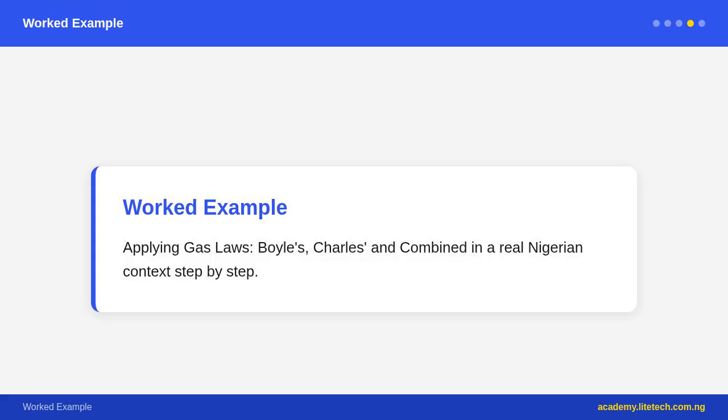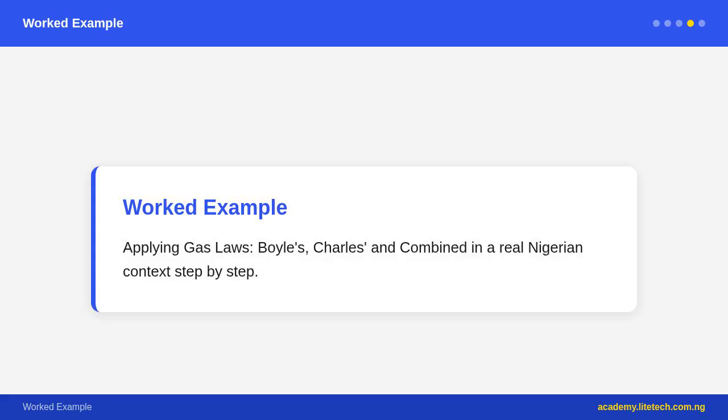Note, standard temperature and pressure, or STP, is defined as 0 degrees Celsius, 273 K, and 1.01 times 10 to the power 5 pascals or 1 atmosphere. Many problems ask you to convert to STP.